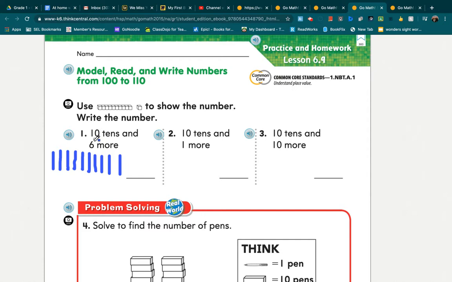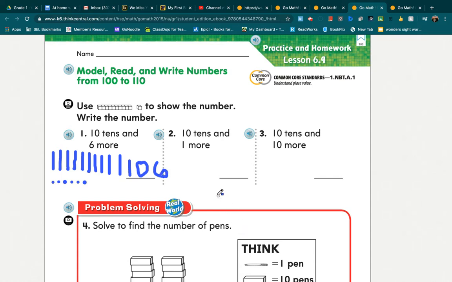So 10 tens and 6 more. So we have 100. We're going to count on from 100, 6 more. Ready? 101, 102, 103, 104, 105, 106. Okay? So the way we write the number 106 is a 1, a 0, and a 6.